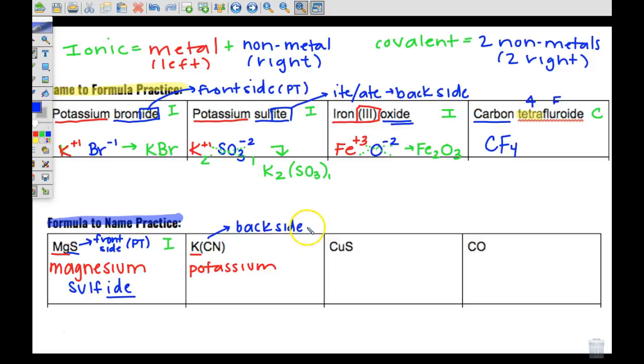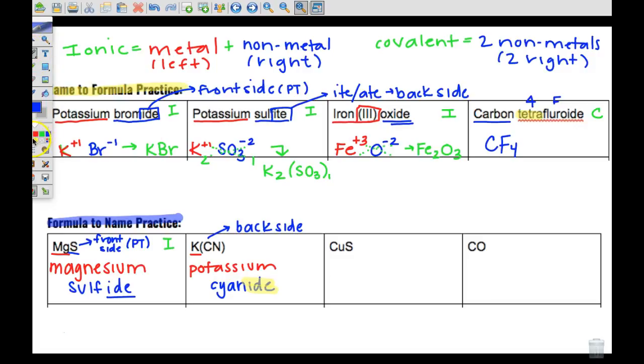So now I need to flip my pink periodic table to the polyatomic ions list, and I need to scan the list for CN. And once I find it, I see that the name is cyanide. Now you might be thinking, hey, wait a minute. You told me that anything with IDE is the front side. Well, there are some exceptions that we have to remember from last unit. So like cyanide and hydroxide are very common.